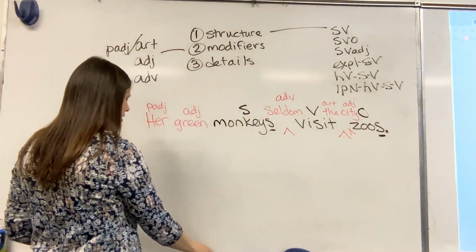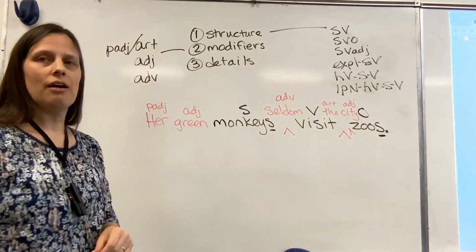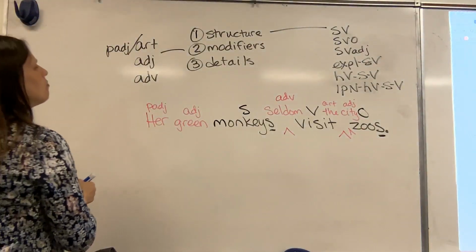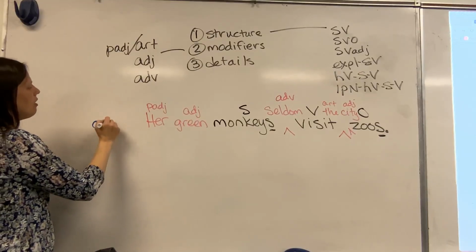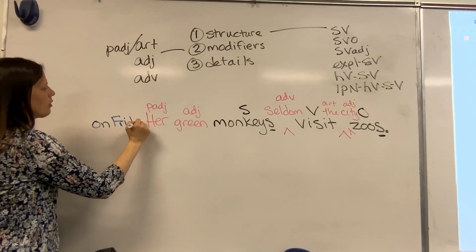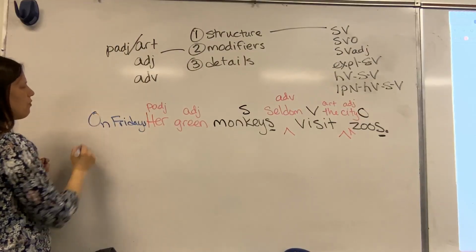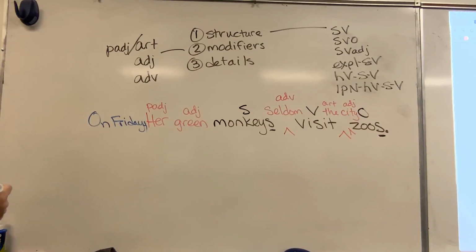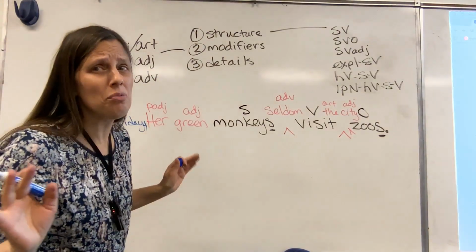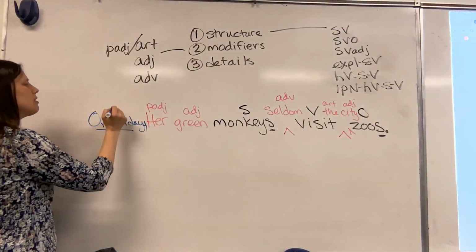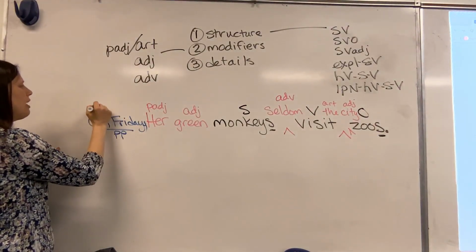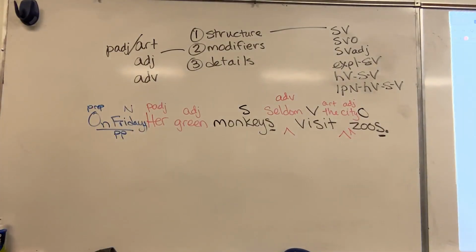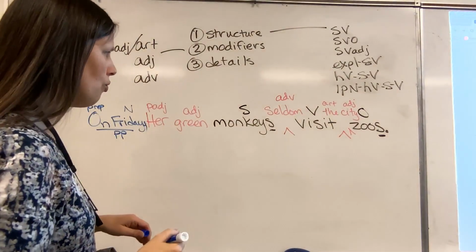All right, now the third step here is adding the details. The simplest way to add a detail is to add a prepositional phrase. So let's just say, on Fridays, make that capital, on Fridays, comma, her green monkeys seldom visit the city zoos. Maybe Thursdays they do, but Fridays, no. So right here is our PP. We have a prepositional phrase with preposition plus noun. On Fridays, her green monkeys seldom visit the city zoos.